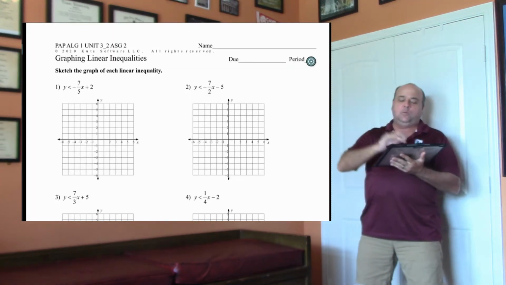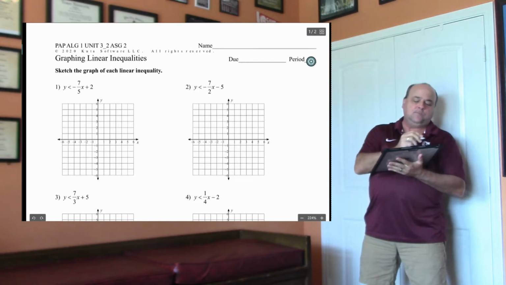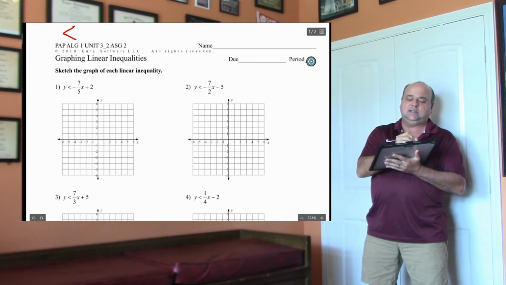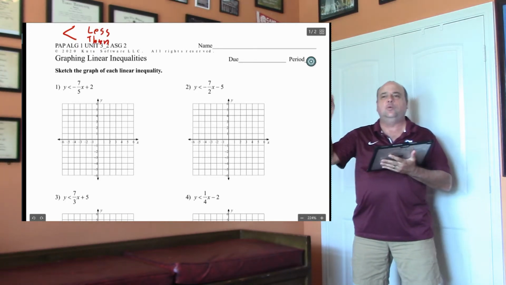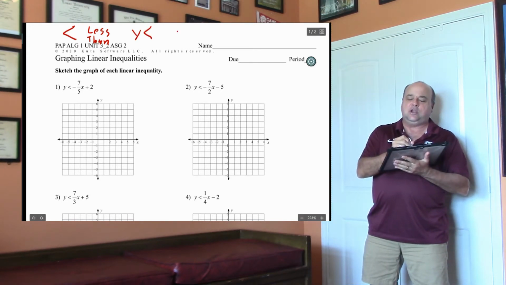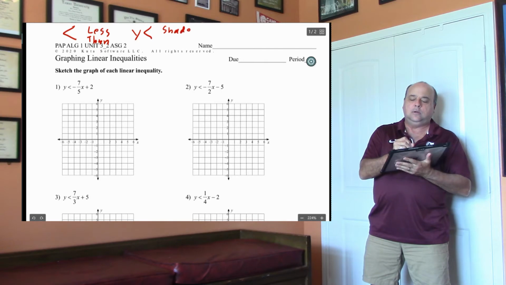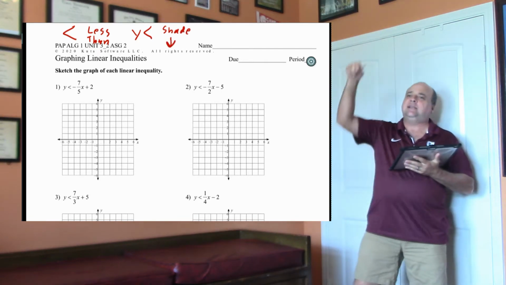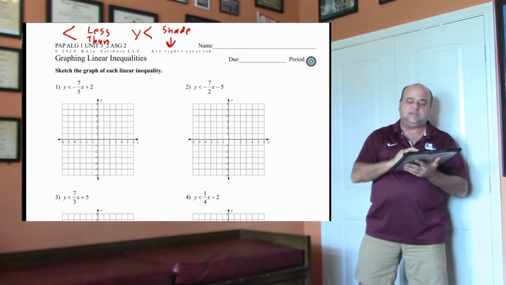Now then, at the top of your page, write down the less than symbol and write this down. If you cannot read this, you will not be able to do it. If you have y less than, you shade down. So if it's y less than, on the y-axis is down.